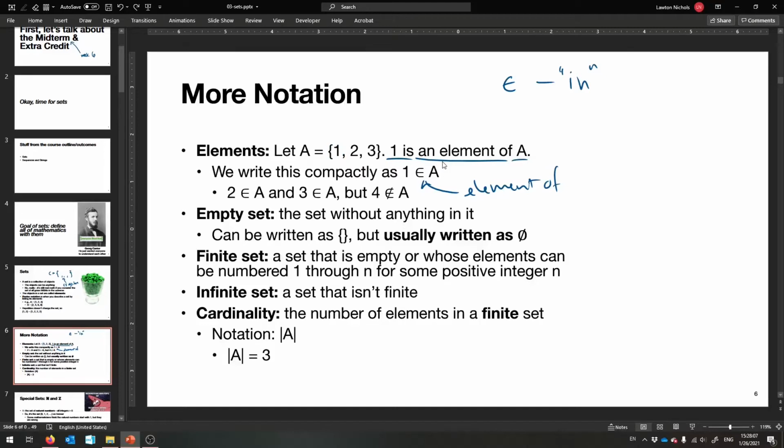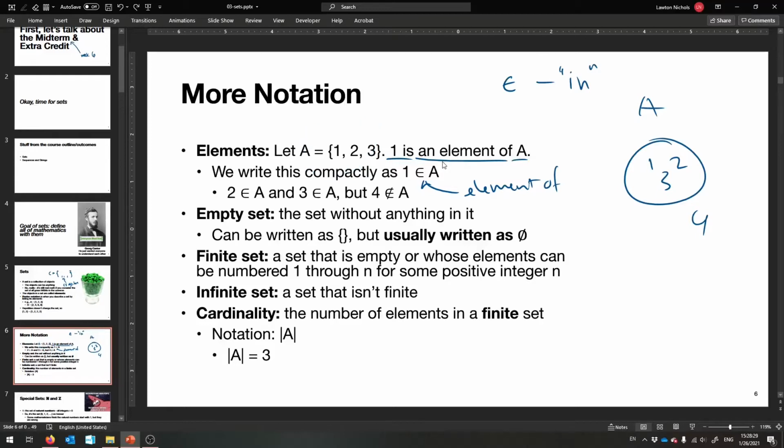Totally. Similarly, 2 is in A, 3 is in A. But 4 is not there, because this is A. It's like 1, 2, and 3. 4 ain't there. No, it's not inside. Not inside of A. Yes? So that's that. And then, of course, if you can have things, you can also not have things.